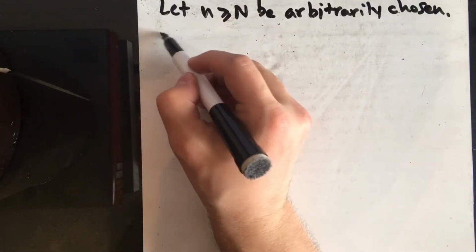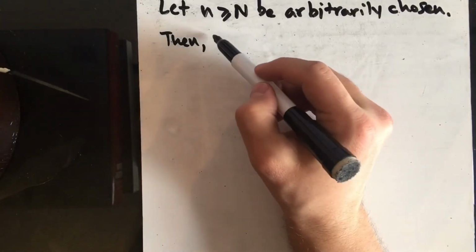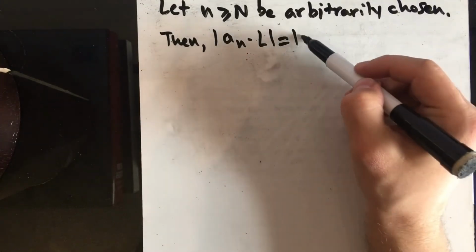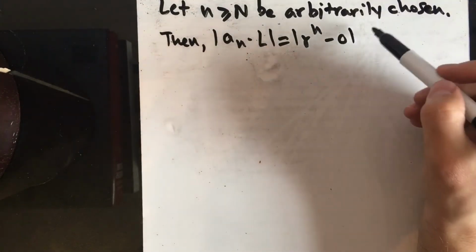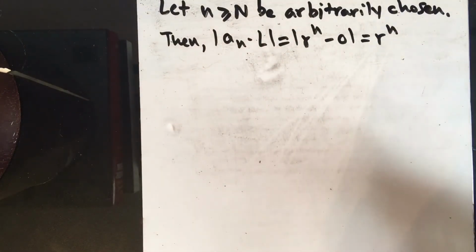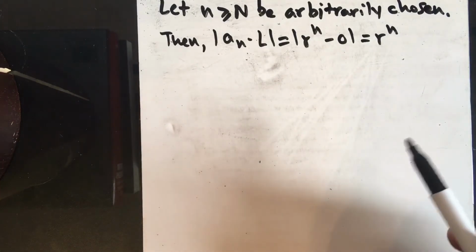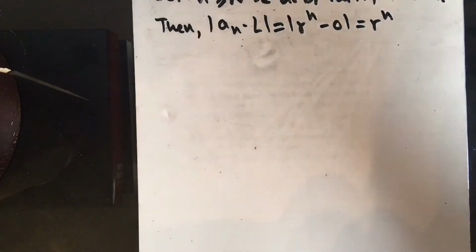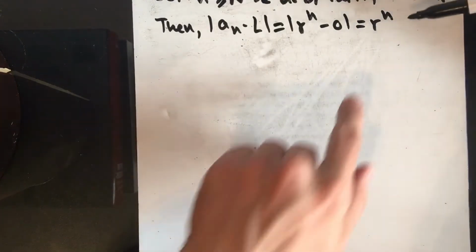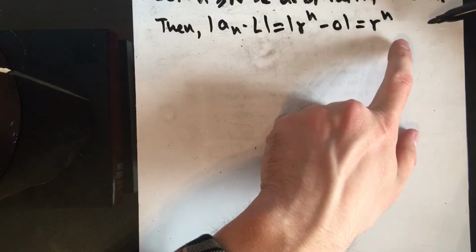The distance between the sequence and the limit of the sequence is less than epsilon. So let's write then the distance between the sequence and the limit of the sequence, which is equal to r raised to the n minus 0, is equal to r raised to the n. And we get rid of the absolute value bars because we found that the quantity inside of the absolute value bars was positive. And now we can use what we know about little n to establish that r raised to the n is less than epsilon, but we're going to use that at the conclusion of our proof.